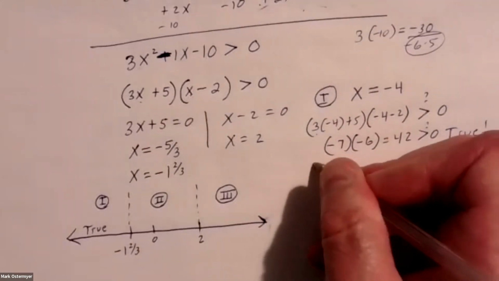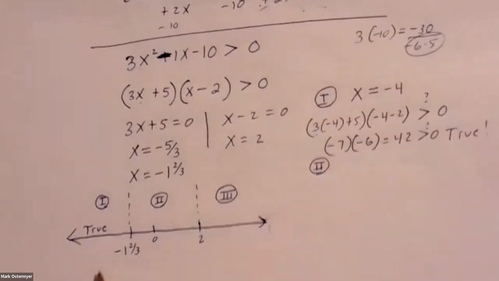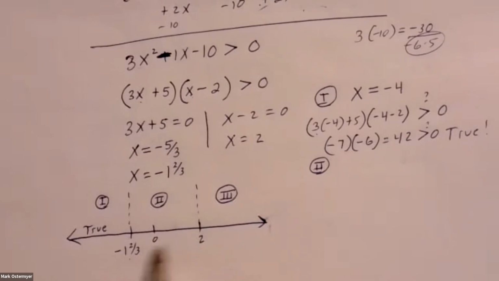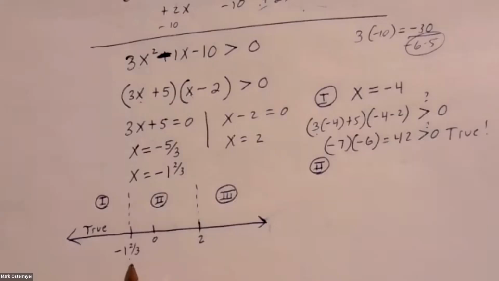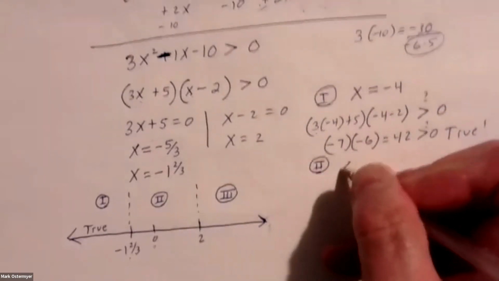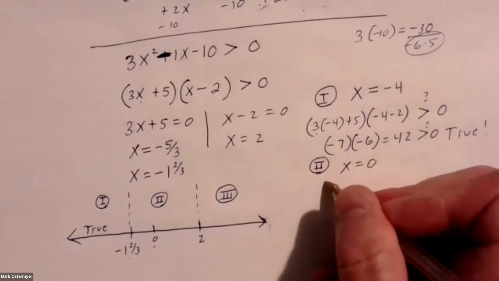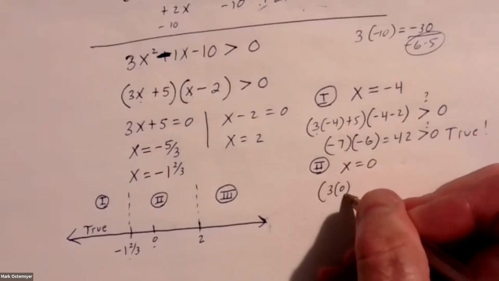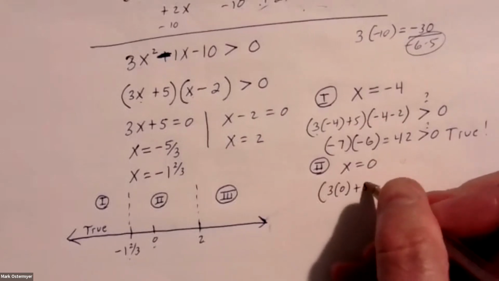Interval number 2, now we need to test. Give me a nice value between negative 1 2/3 and 2. What is the nicest value you could possibly choose in this interval? Negative 1. Oh, we can go even better than negative 1. How about 0? How about just 0? 0 is even more fun to work with, isn't it? The reason 0 is so fun to work with, ladies and gentlemen, is because whenever you multiply anything by 0, it's gone.